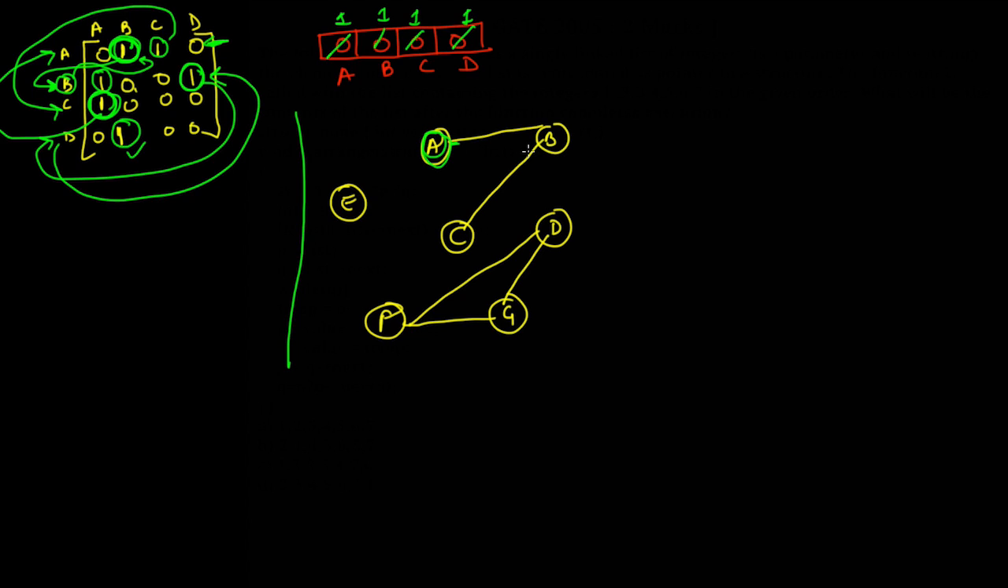For example, if we try to apply DFS on this A, then we cannot reach the node E, we cannot reach the node F, we cannot reach the node G, and we cannot reach the node D. Okay, now if we apply DFS on this node D, then we cannot reach the node E, we cannot reach the node A, we cannot reach the node B, and we cannot reach the node C. We can only reach the nodes G and F, right?